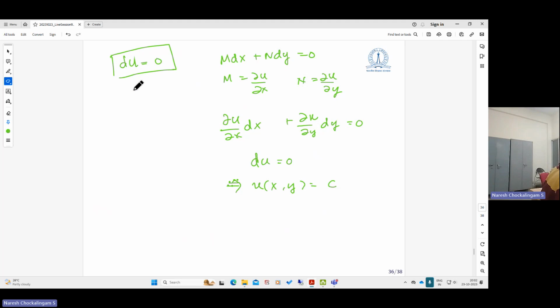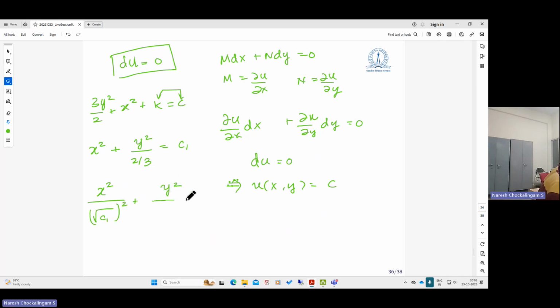So in our case, we found u as 3y squared by 2 plus x squared plus some constant k is equal to c. So this is an arbitrary constant. This is another arbitrary constant. You can combine them. So you get x squared plus 3y squared by 2 is equal to some constant, say c1, and you bring the c1 to the left hand side. You get x squared by square root of c1 the whole squared plus y squared by square root of 2c1 by 3 the whole squared is equal to 1.